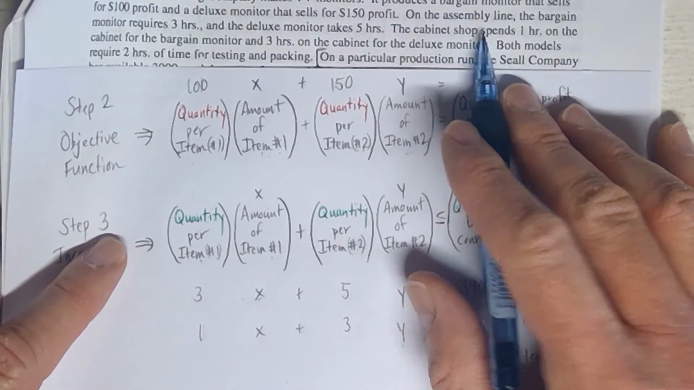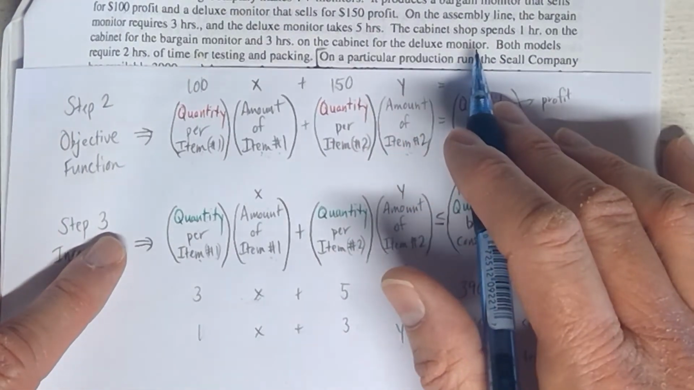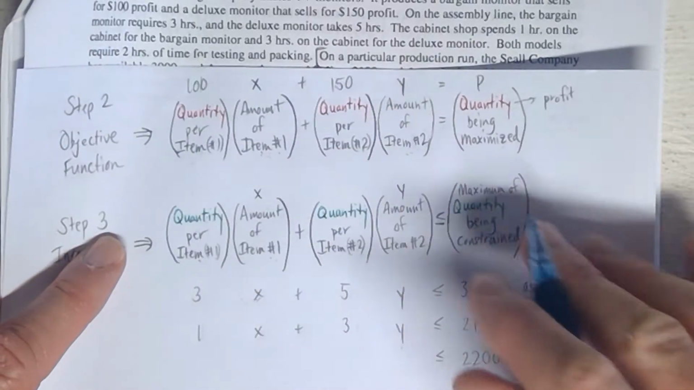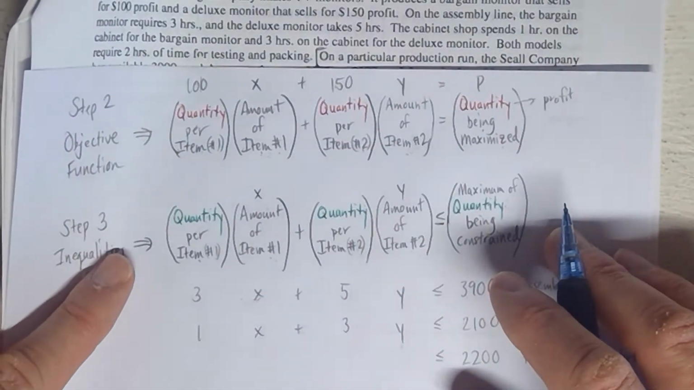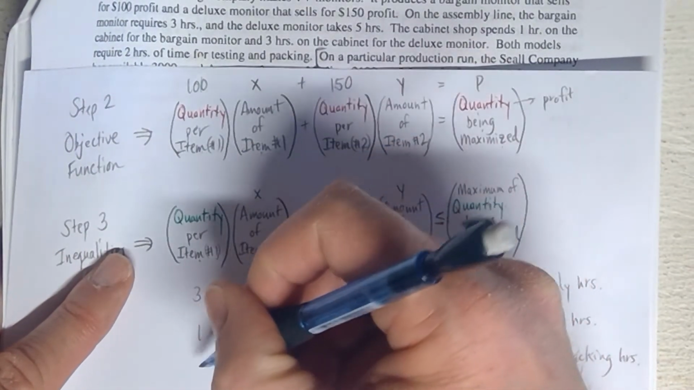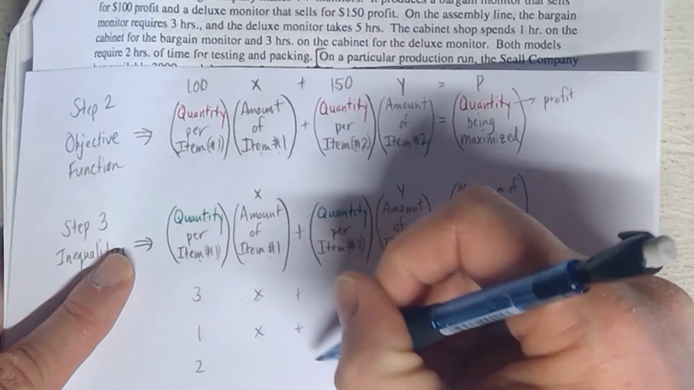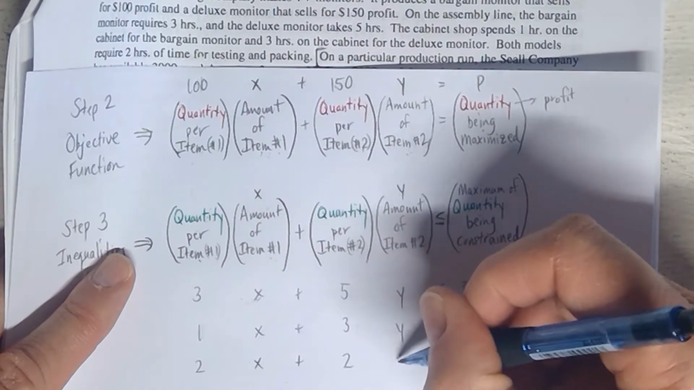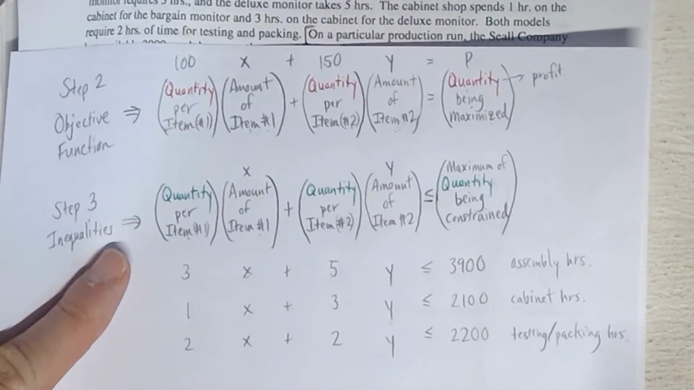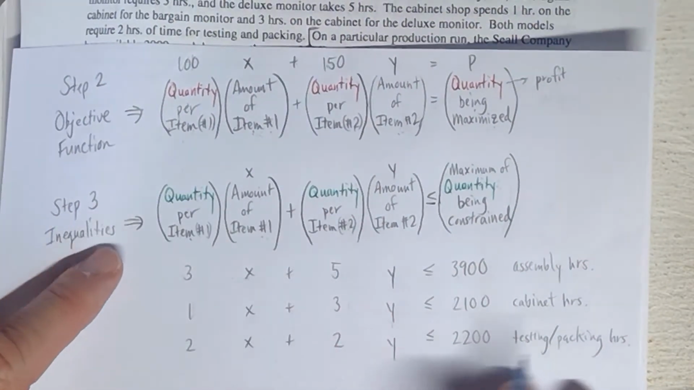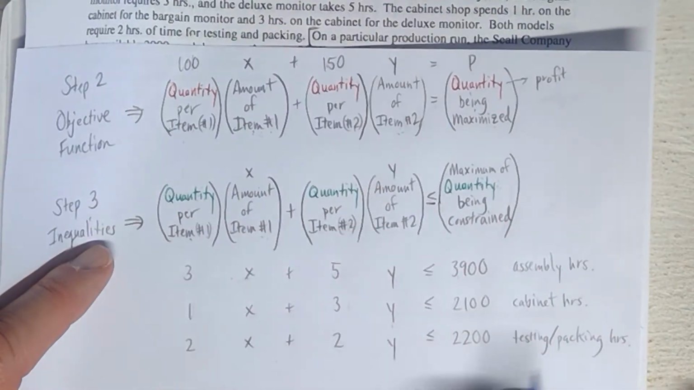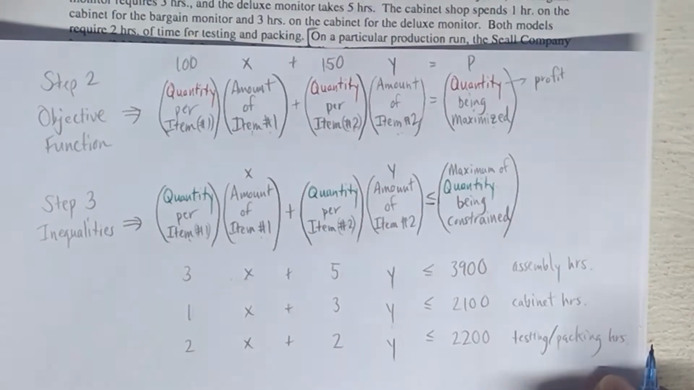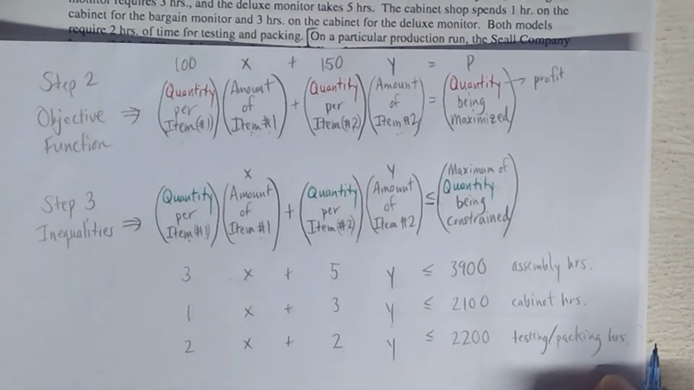shop. In the same way, it says that both models, both the bargain and deluxe, require 2 hours of testing and packing. So that means we're going to have the same thing, only now it's going to be 2 and 2 along with the X and the Y. Like that. And so there are your 3 bigger inequalities, not including the 2 smaller ones that we always put in every problem, like I mentioned before. I'll put those in there as well here in a second.